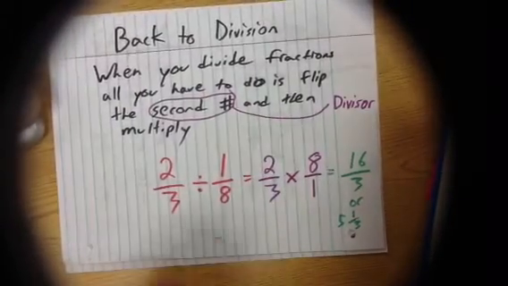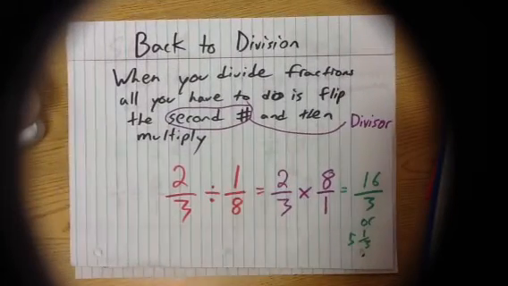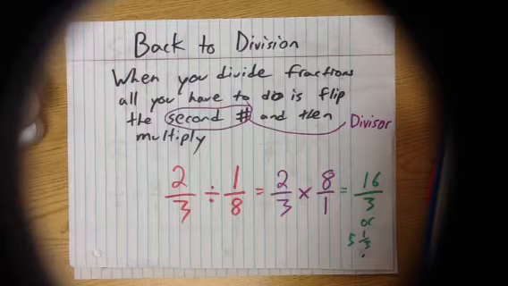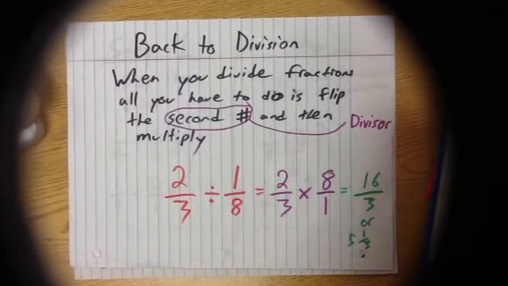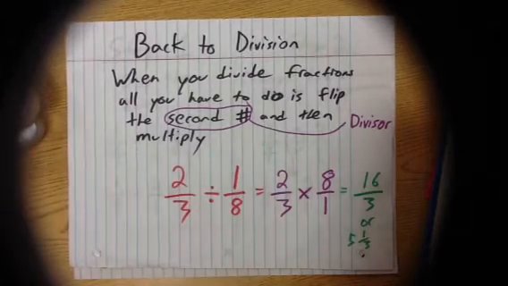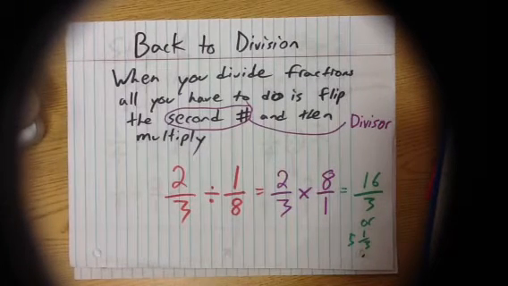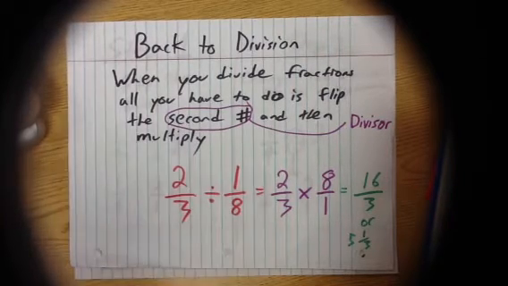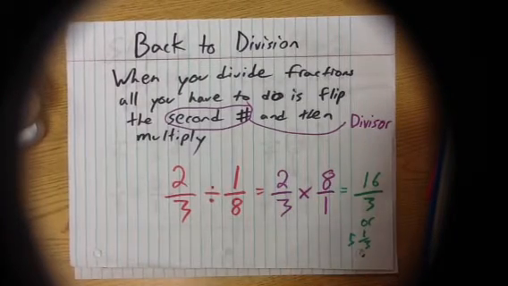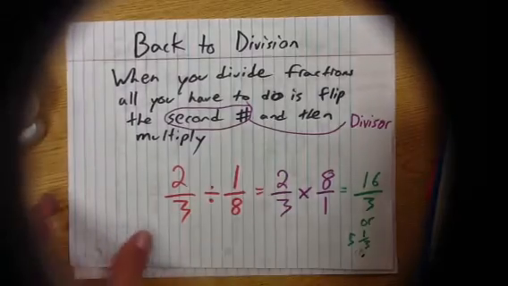Back to division. When you divide fractions, all you have to do is flip the second number, which is the divisor, and then multiply. Like I said, division is really multiplying by the reciprocal, because that's what flipping the number does. So 2/3 divided by 1/8 is the same thing as doing 2/3 times 8/1. That's a lot easier. We know how to do that. We do 2 times 8 is 16, 3 times 1 is 3, and then we reduce it, or turn it into a mixed number, which is 5 1/3.